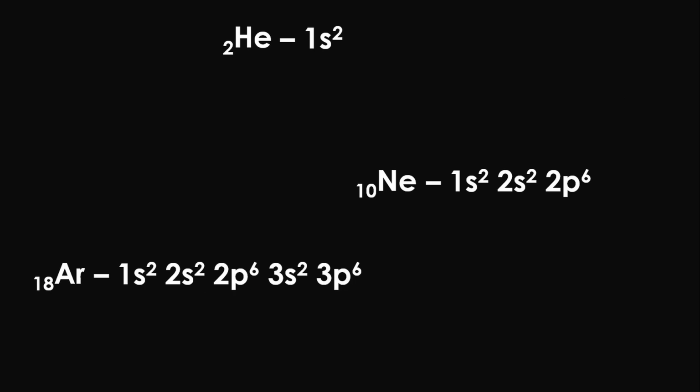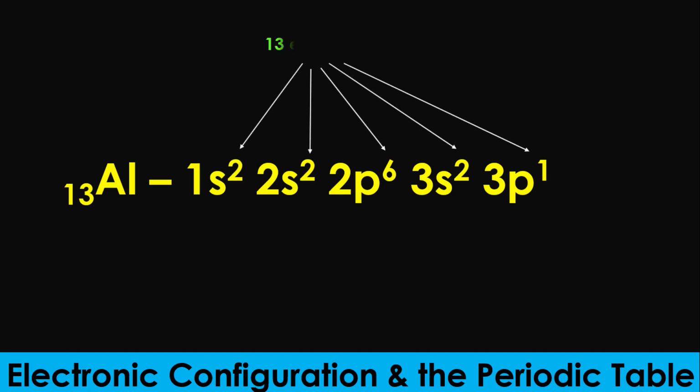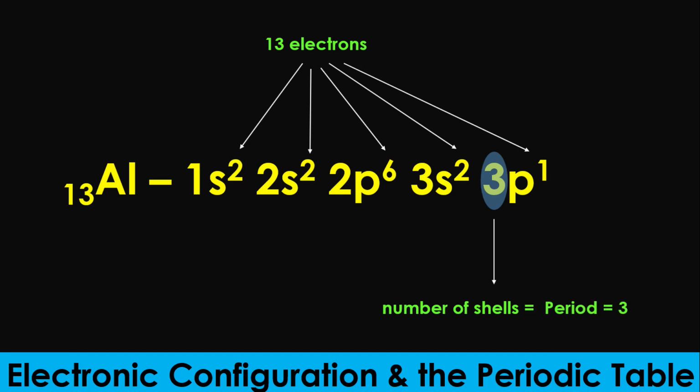So now that we know how to write the electronic configurations of the first 20 elements using the quantum numbers, let's now see how we can use their electronic configuration to predict their positions in the periodic table. From the spdf notation, the sum of the indices in a given electronic configuration represents the total number of electrons in an atom. The highest principal quantum number in the electronic configuration represents the number of shells present in the atom of an element and the period to which the element belongs in the periodic table.